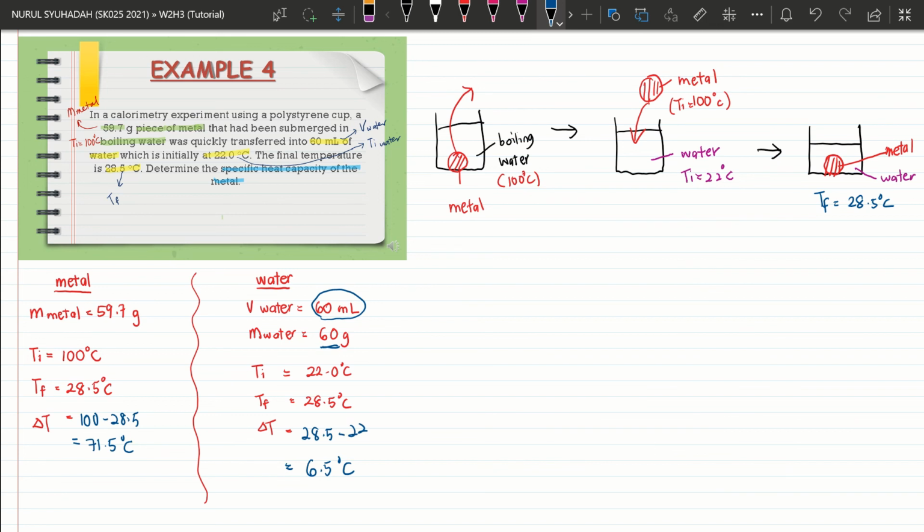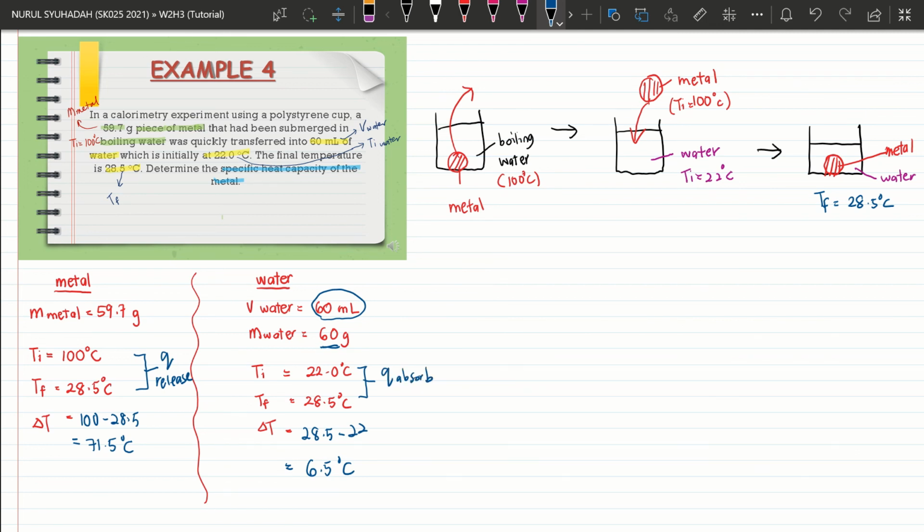Now, determine which one absorbs heat and which one releases heat, by comparing the initial and the final temperature. For the metal, the final temperature drops from the initial temperature, meaning here we have heat release, so Q release. And for the water, the initial temperature is lower than the final temperature. The final temperature shows that there is some energy absorbed, so this will be Q absorbed.